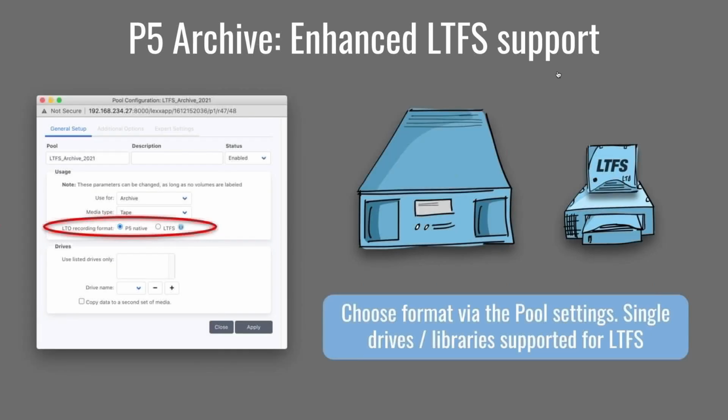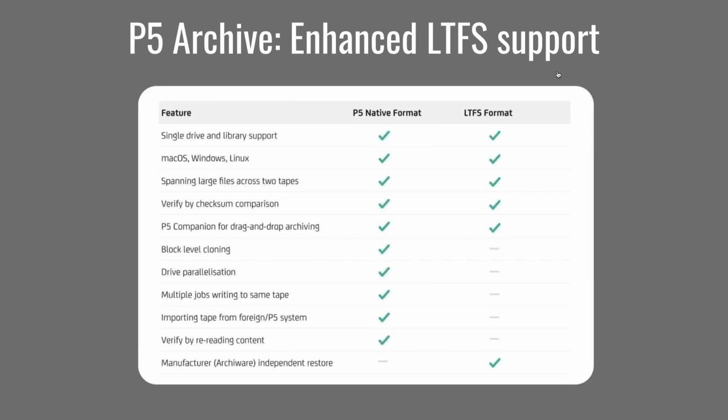In order to start using LTFS volumes, the pool window where you configure the tape storage that you're going to use now has an LTFS option. When you're choosing to use tape as the archive media type, you get to choose between P5 native, which is the format that we've had all along, and LTFS. You can just choose. You can start labeling tapes in your standalone drive or your tape library, and we retain all of the automated support for tapes in a library.